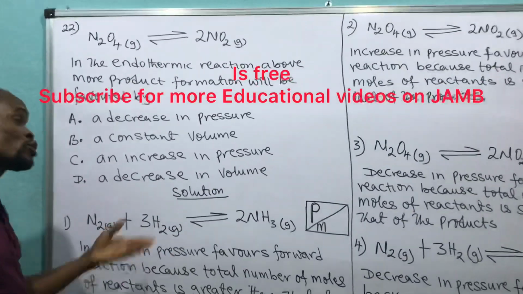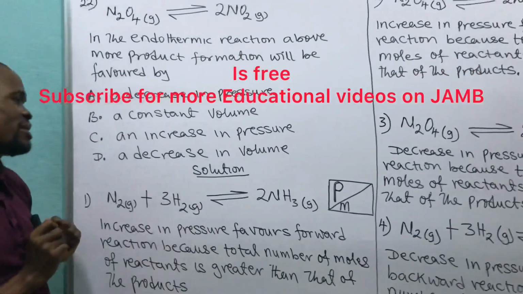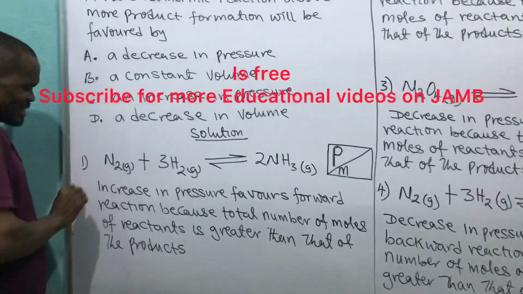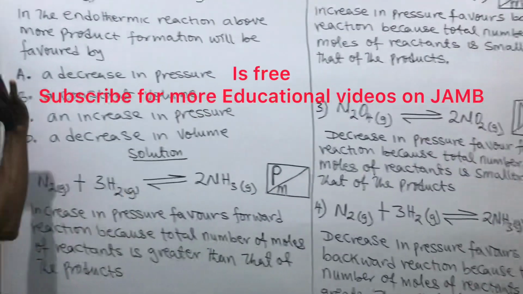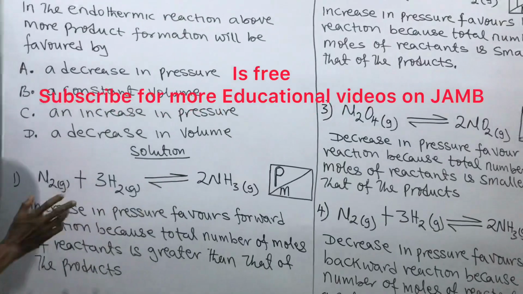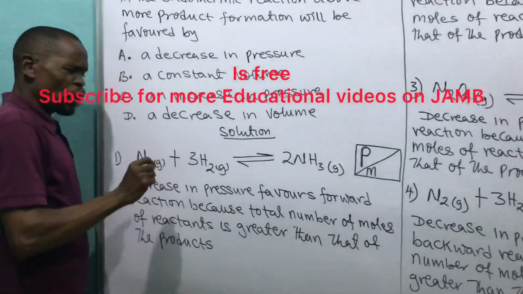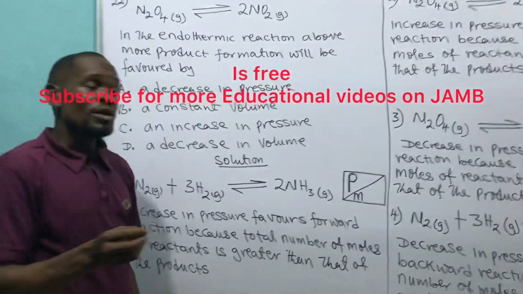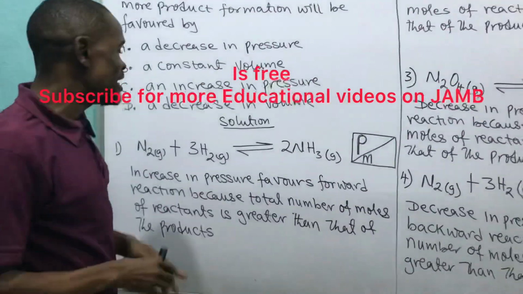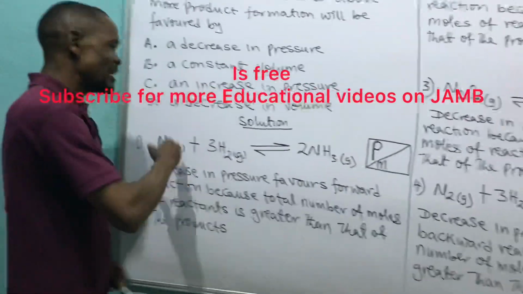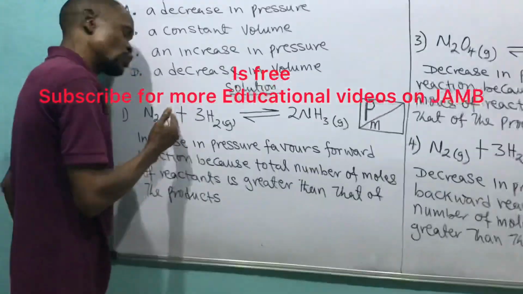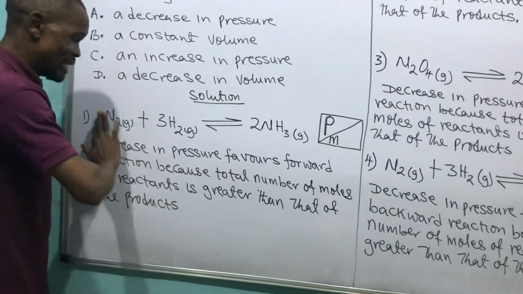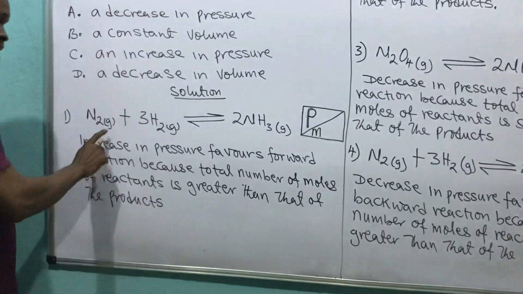Then we start with what? Solution. Let us detail ourselves on this solution. I'm using an example first, I've not come into answering the question. Let us give examples so that we can be able to answer the question. Pressure will only act on a system when it is gaseous. At least one of the product and one of the reactant must be gaseous, so that this equation satisfies it that they are gaseous.